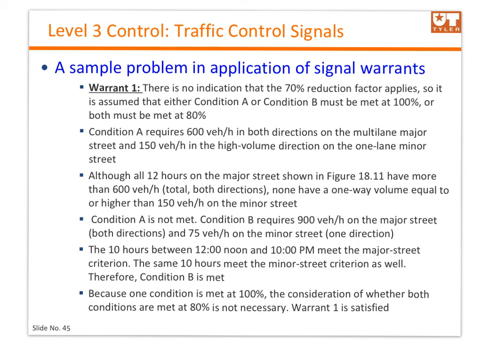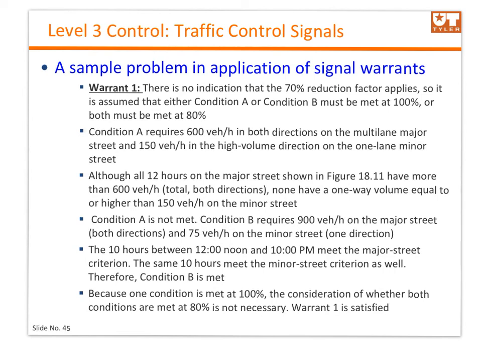To meet condition A requires 600 vehicles in both directions on the multi-lane major street and 150 vehicles in the high volume direction on the one-lane minor street. If you go again to the table, you would see that although all 12 hours on the major street shown in figure 18.11 have more than 600 vehicles per hour, none has a one-way volume equal or higher than 150 vehicles per hour on the minor street.